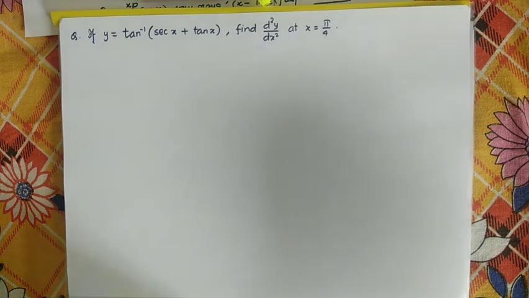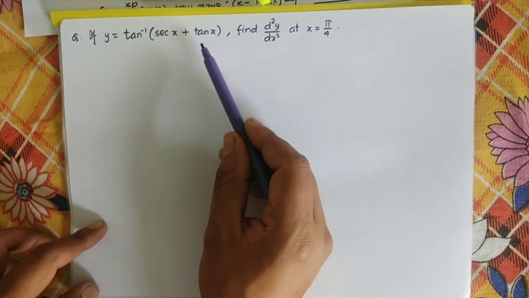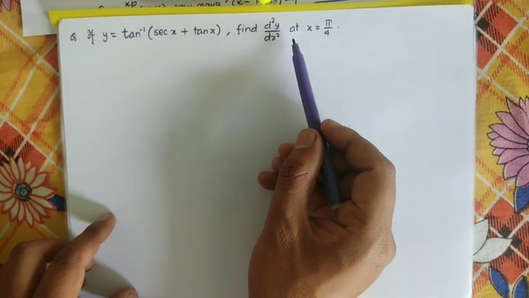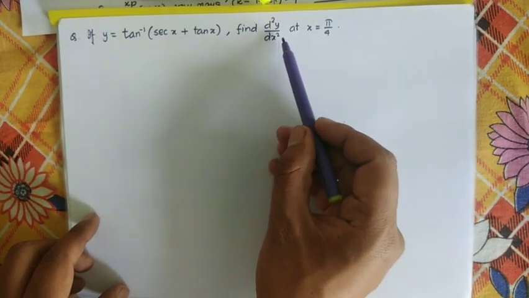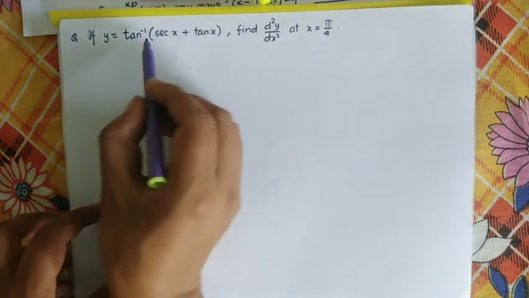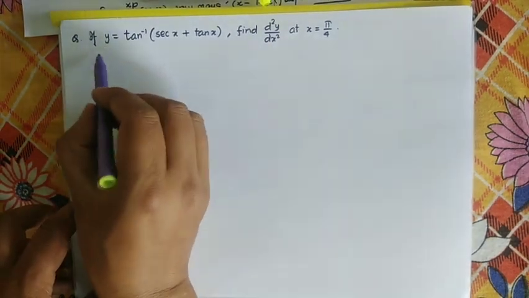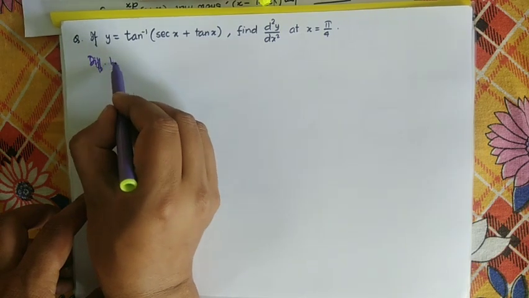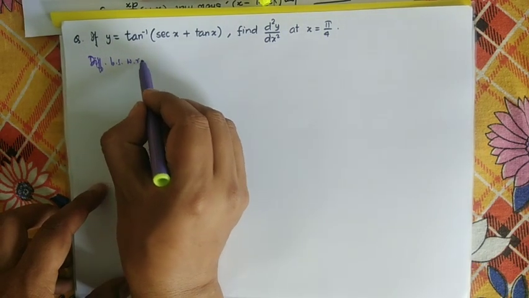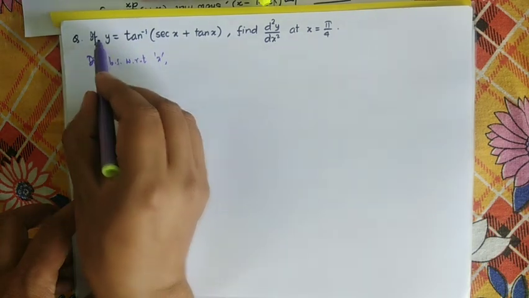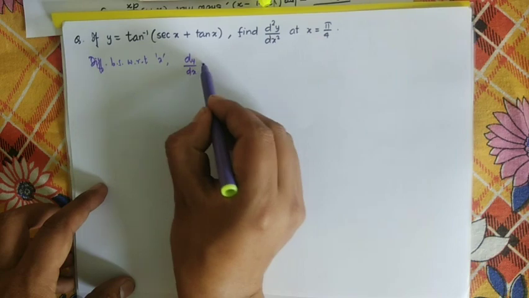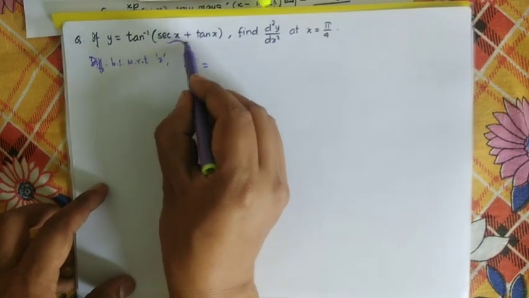So y is given to be tan inverse of sec x plus tan x. So we need to find second order derivative at x equals pi by 4. So first let's find this one. So we'll differentiate both sides with respect to x. So differentiating both sides with respect to x, then I'll get dy by dx equals to, now let me call this to be x.